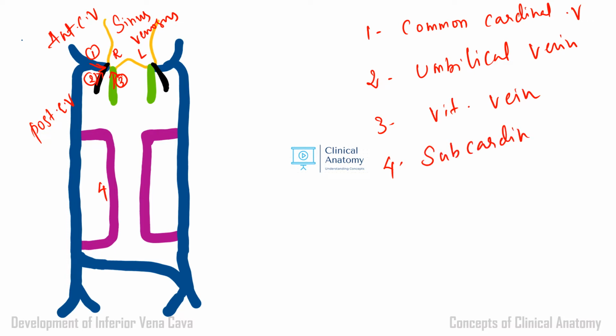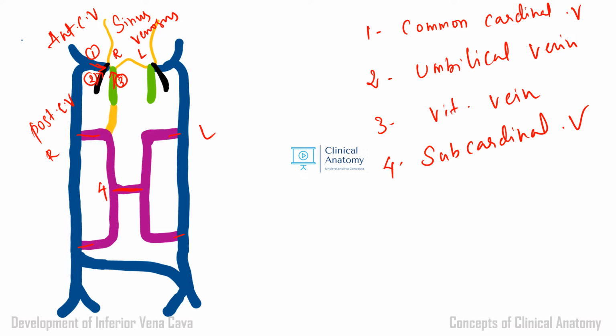subcardinal vein. This subcardinal vein connects on either side. It connects the posterior cardinal vein cranially and caudally in the right and left side both. Further, there will be development of an anastomotic vein which is connecting the two subcardinal veins. This subcardinal vein mainly drains the blood from the developing kidneys.